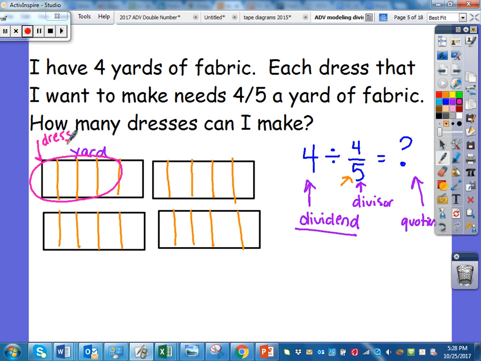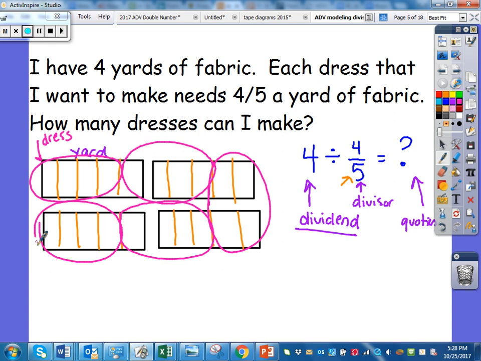Now I'm going to get another group of 4/5. 1, 2, 3, 4. That's the second dress, a group of 4/5 of a yard of fabric. Let me get another one. 1, 2, 3, 4. There's a third dress. Every time I circle a group of 4/5, that represents a dress. 1, 2, 3, 4. 1, 2, 3, 4.